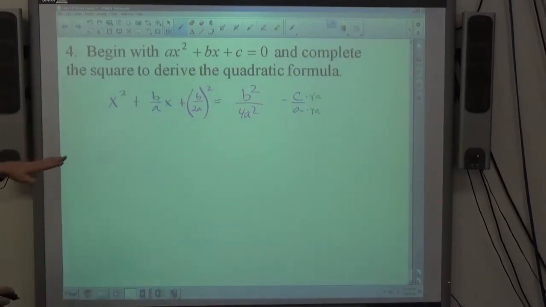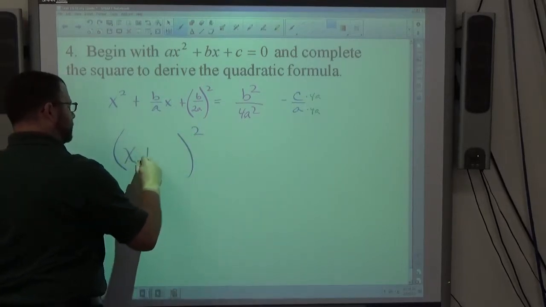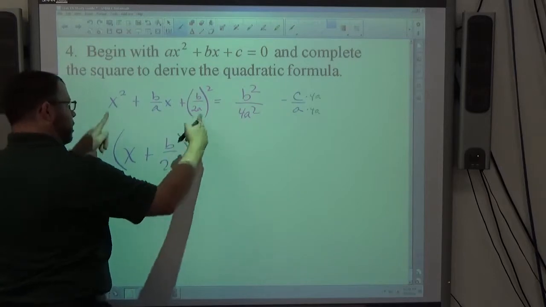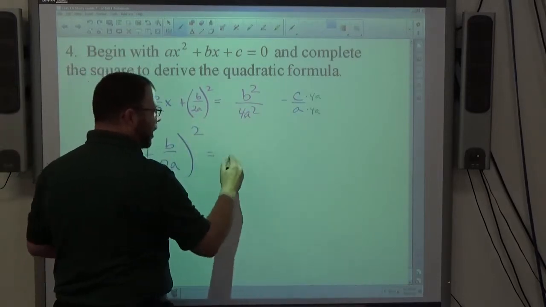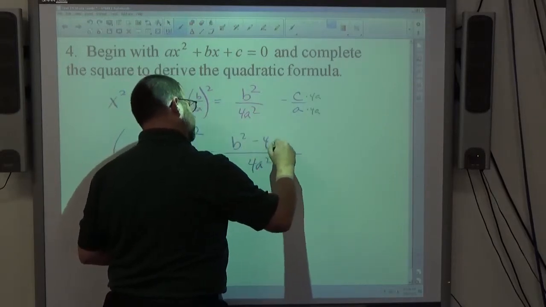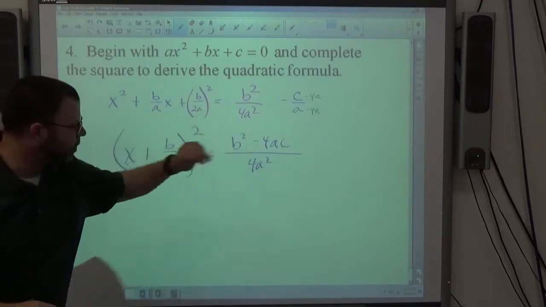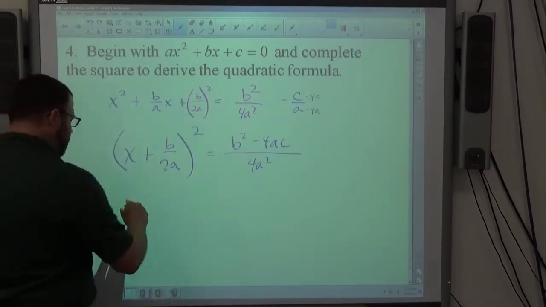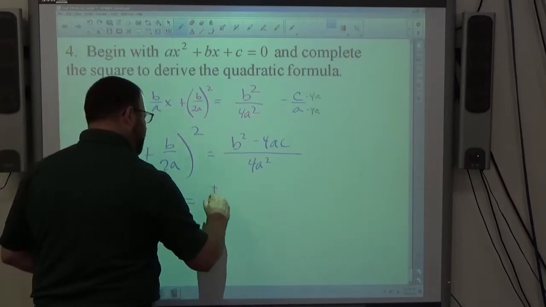The next thing I expect to see in your paper is a factored form here. Square roots of the perfect squares, sign in the middle term squared. Combine like terms here. So I expect to get to this point. An object squared equals an object. Next line down, you take the square root plus or minus the square root.